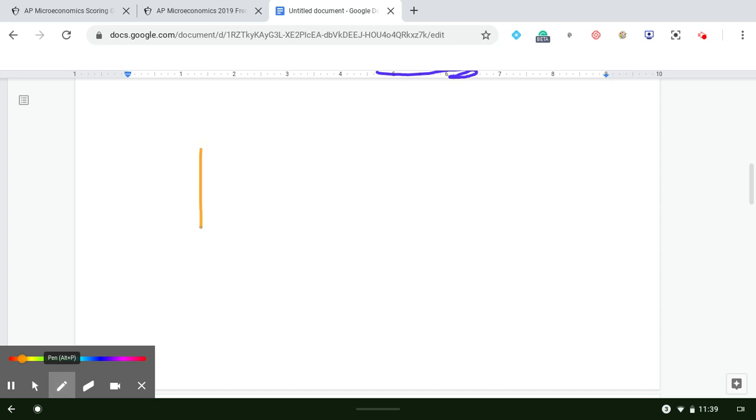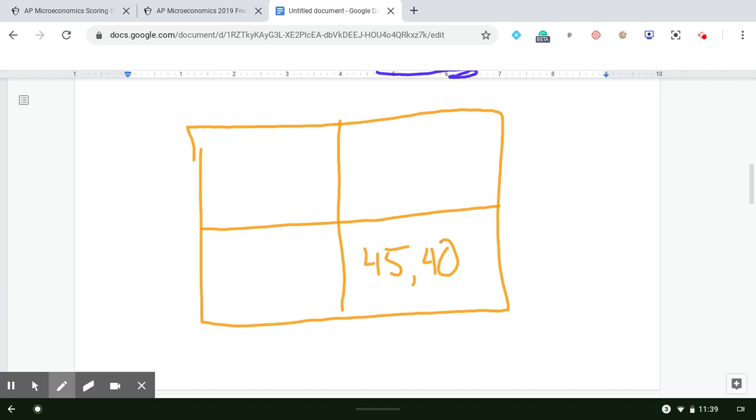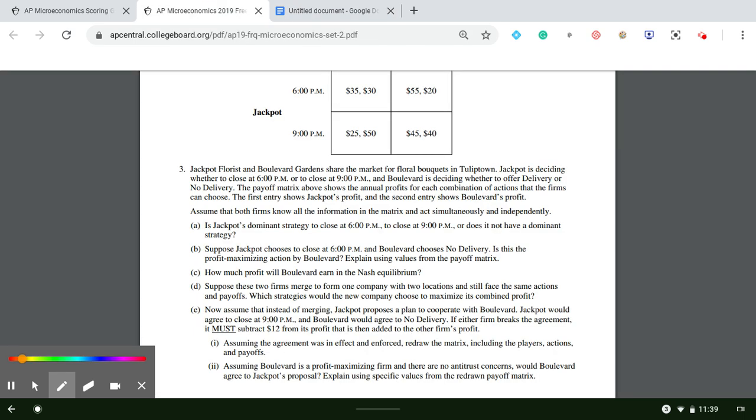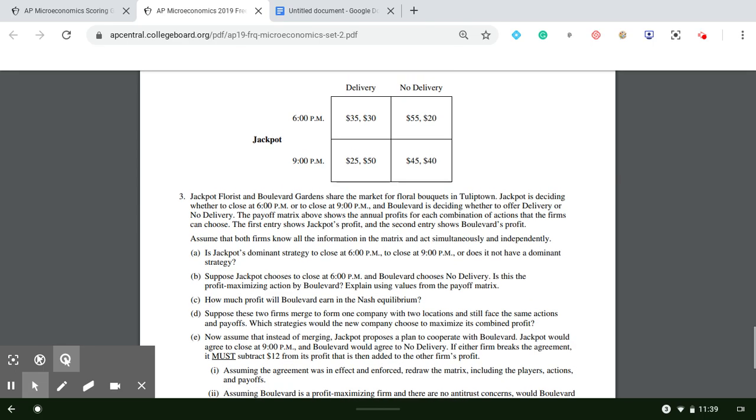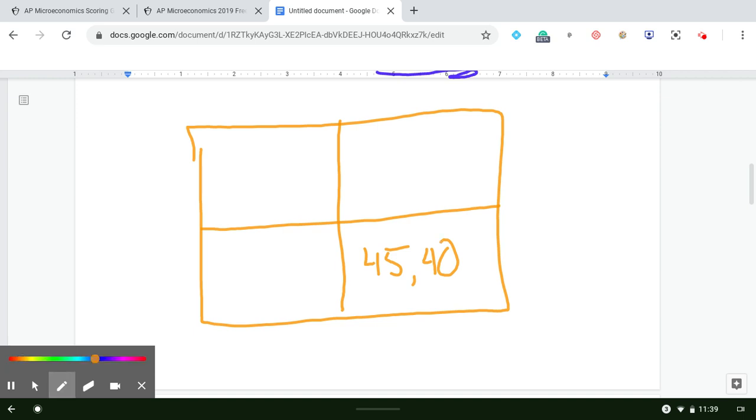All right, so I'm going to draw my payoff matrix. Okay, 45 and 40 is right here. So let's start with the 9 p.m. is what Jackpot agrees to, and they get $25 usually. But if Boulevard cheats, they'll get an extra $12. So that means they would get what, 37?